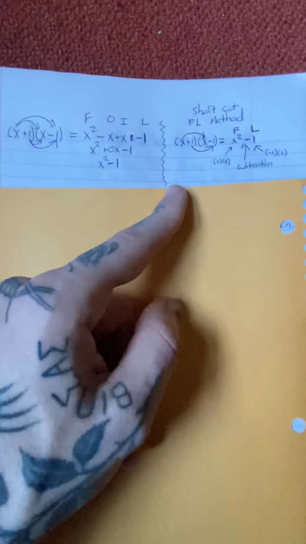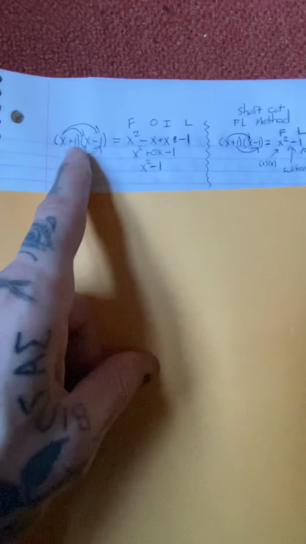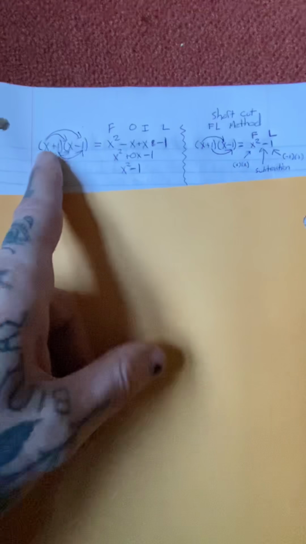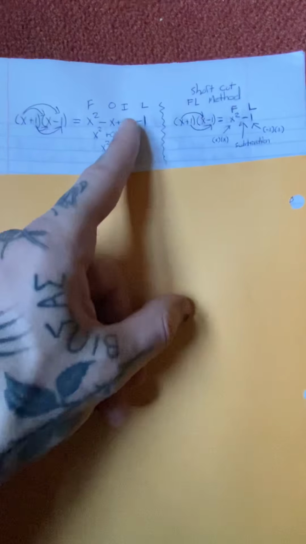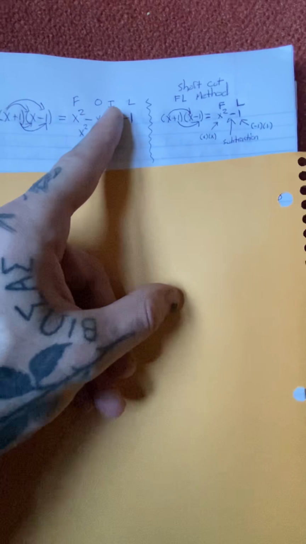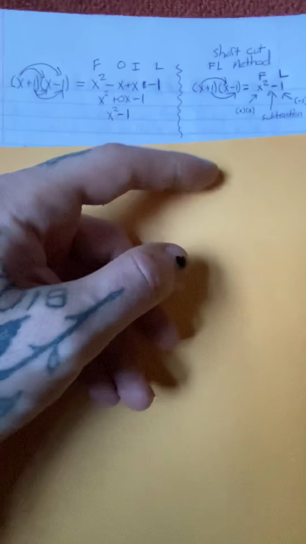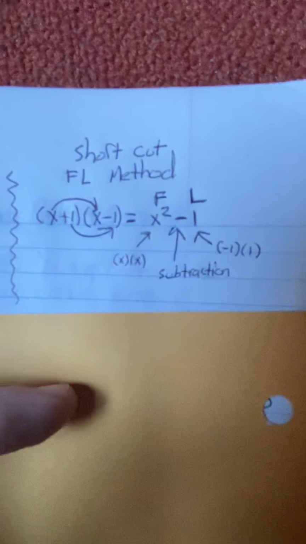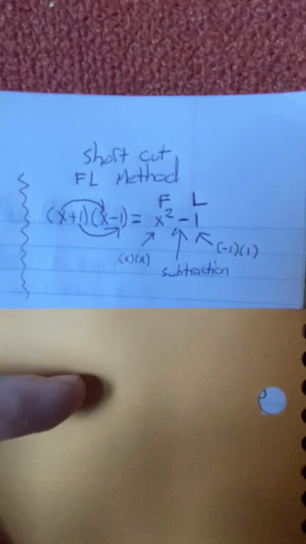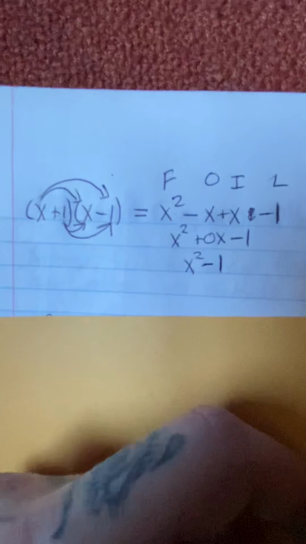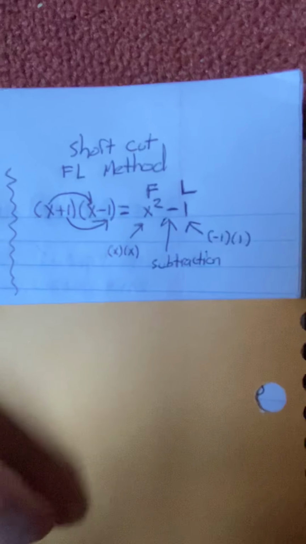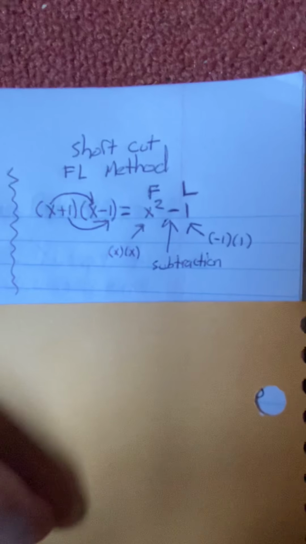So since that happens every time when we have this kind of multiplication, when they're the same, just with different operations, we can skip the O and the I in FOIL, and we can just do the F and the L. So this new method, the whole point of this lesson is to learn this new shortcut called the FL method, okay? So instead of doing the O and the I, we just skip them because we know that they're going to cancel out to 0. So we can just save some time and just do F, x times x, and L, -1 times +1. And then we get x squared minus 1, which is the same answer we would have gotten if we had done it this way.